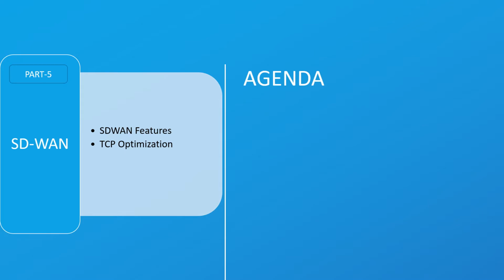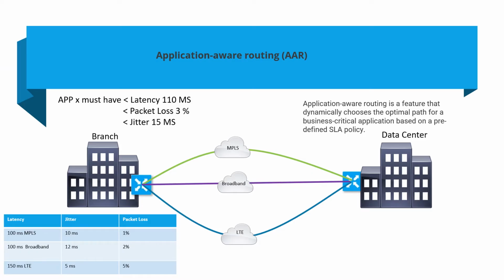And in this section, we are going to continue to discuss the SD-WAN features. Application Aware Routing, AAR. This is another SD-WAN feature, and we are going to discuss in detail how it works. In traditional networking, doing application-based routing is almost impossible. SD-WAN does help route the application here.